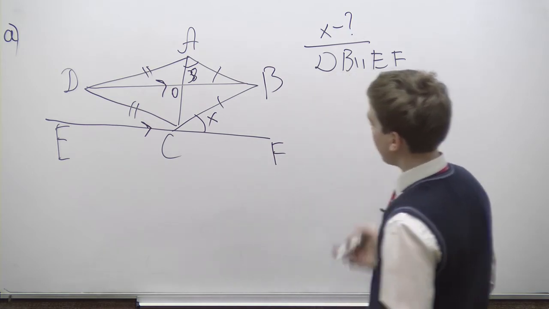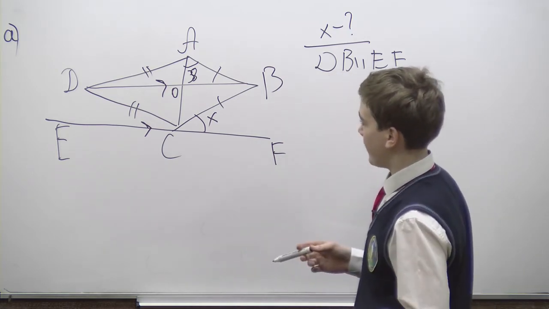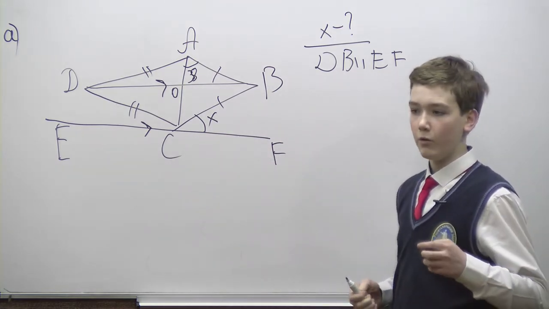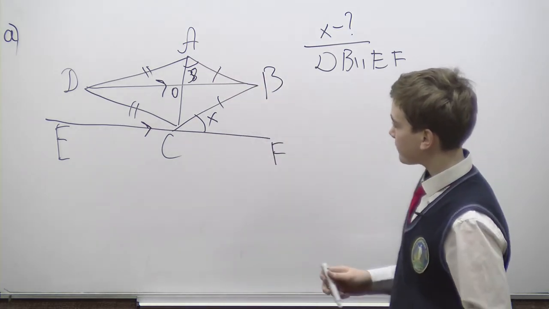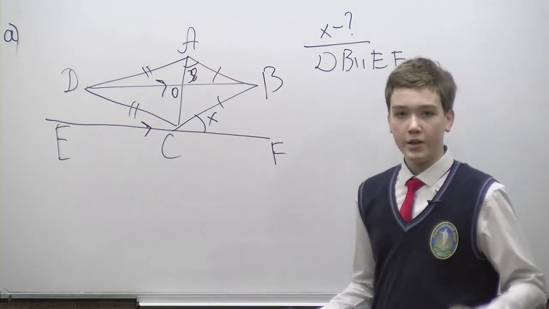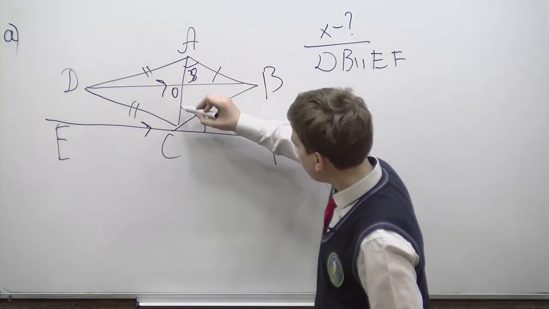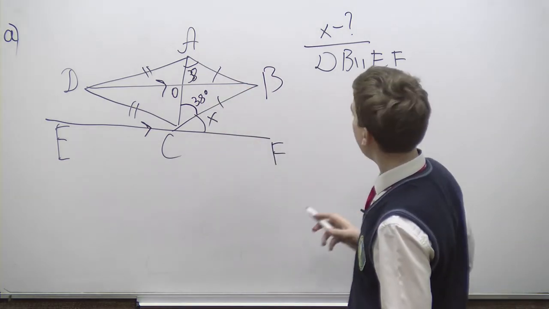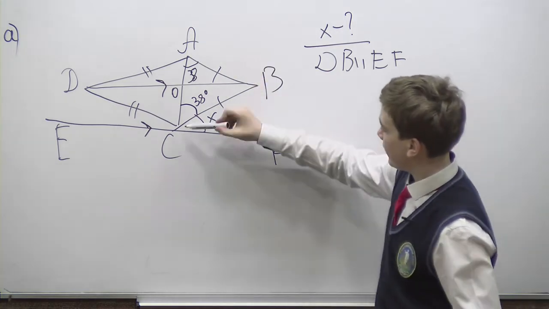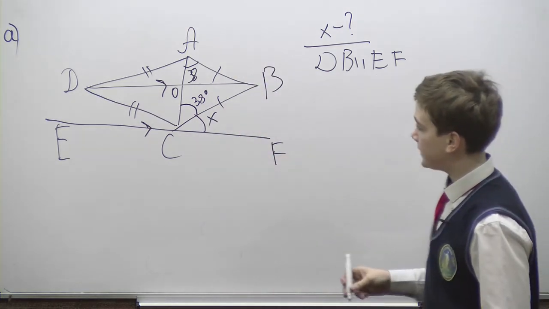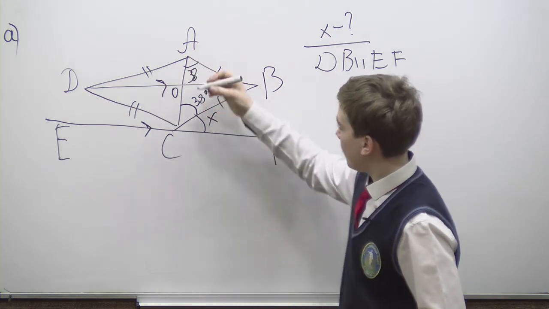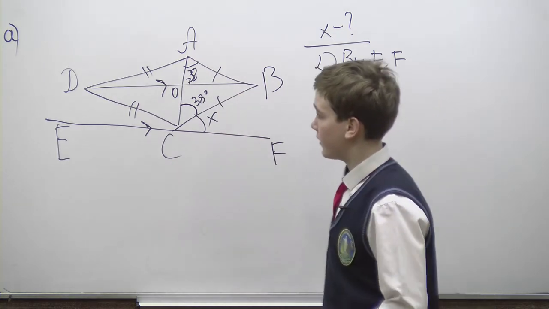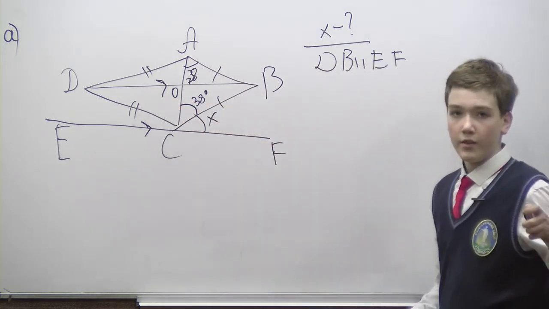To solve this problem, I will use some theorems about isosceles triangles. For example, this triangle ABC is isosceles because it has two equal sides, AB equal to BC. And we know that an isosceles triangle has equal angles at the base, so angle A is equal to angle C, equal to 38 degrees. Now I'll use a theorem about parallel lines. We have the transversal AC with two parallel lines DB and EF. These two angles, OB and ACF, are equal as corresponding angles, and they are right angles because the diagonals of the kite cross each other at a right angle.